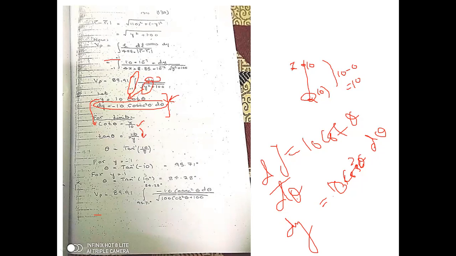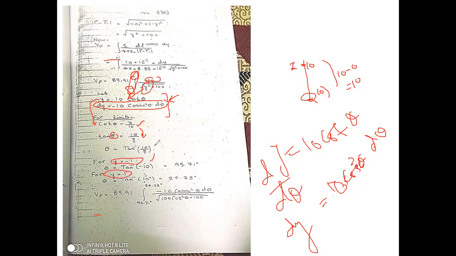The numerator becomes denominator, and denominator becomes numerator. Okay, now we have to find this theta. So theta will be equal to tangent inverse 10 divided by y. Now putting the y limits minus 1 and plus 1. Minus 1 is the lower limit, and plus 1 is the upper limit.